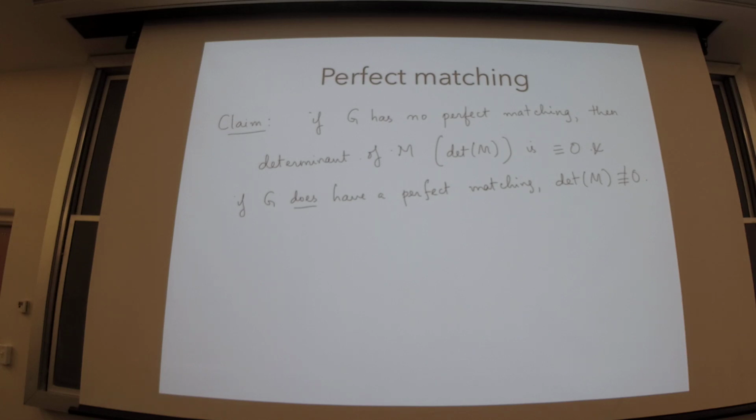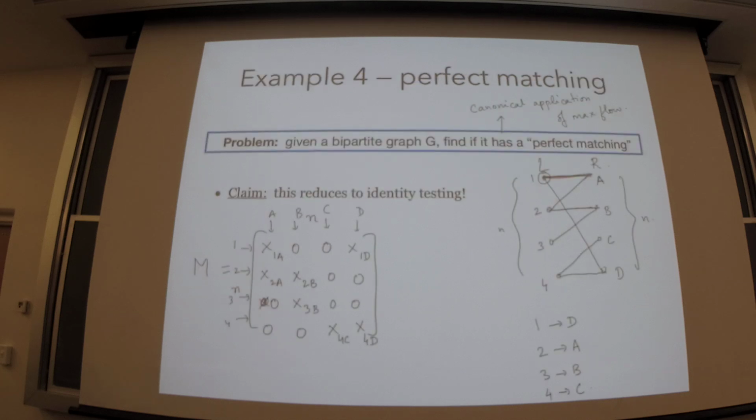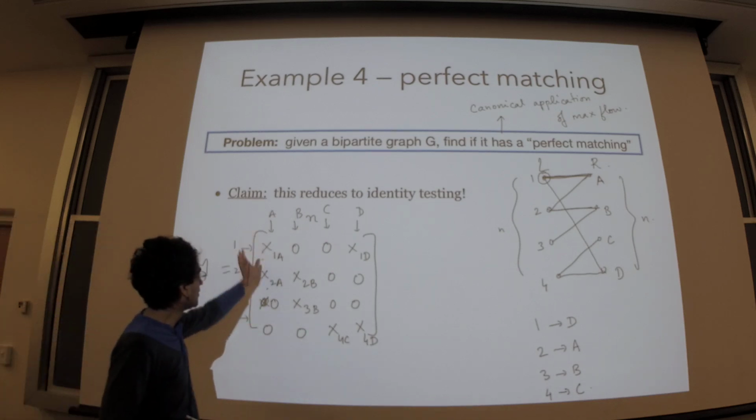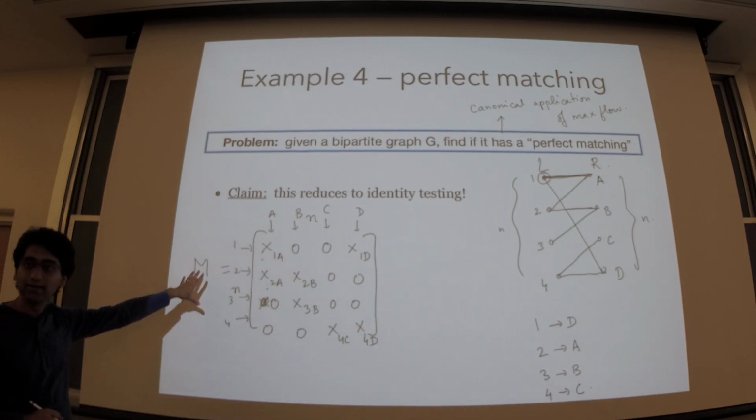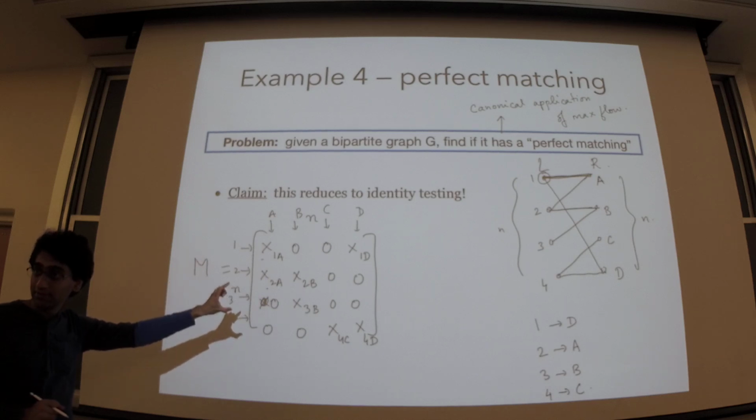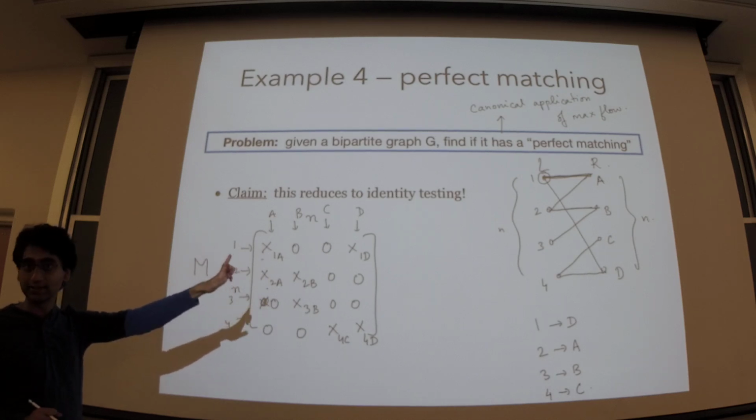So do people understand the claim? It's a little subtle because this matrix M is not some matrix of numbers. It has variables, those x1a, x2a kind of variables. But I'm saying that the determinant of M, if you think about it this way, is now a polynomial in these variables x1a, x2a, and so on.